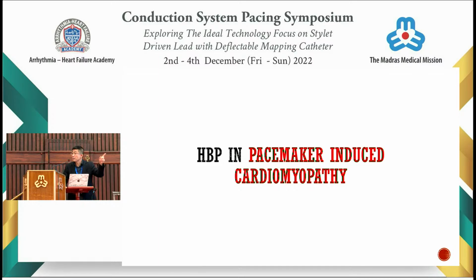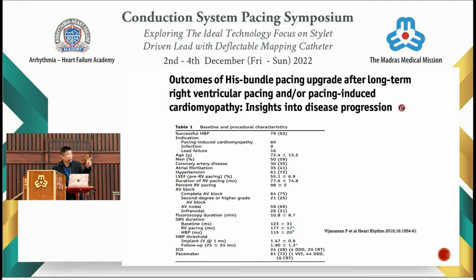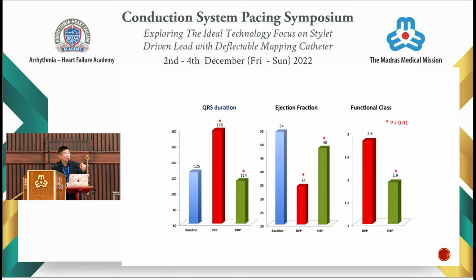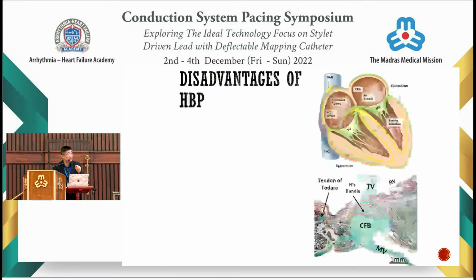So what about patients with pacemaker-induced cardiomyopathy? We know that pacing the RV causes dyssynchrony, and that dyssynchrony itself can cause pacemaker-induced cardiomyopathy. Now, this is Dr. Vijayaraman's study, and they looked at about 79 patients with pacemaker-induced cardiomyopathy and a high pacemaker burden, 98% and above. His bundle pace does narrow the QRS, no wonder, because the paced QRS is 170, 180 milliseconds, of course. Ejection fraction does improve, and that's associated with improvement in functional class.